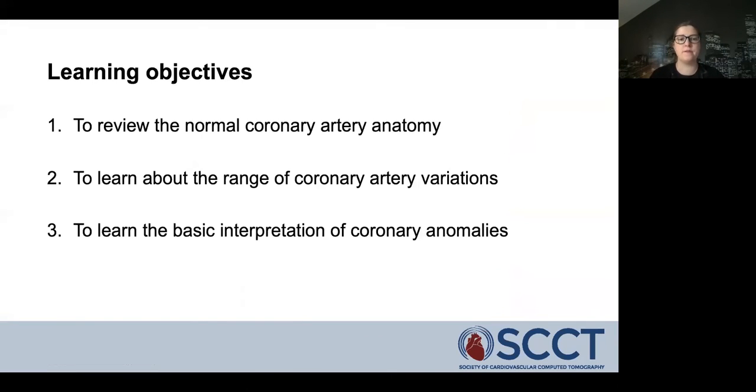So we've talked about the anatomy of the normal coronary arteries, the range of coronary artery variations, and some basic interpretation of the coronary anomalies. And I'd be happy to answer any questions.